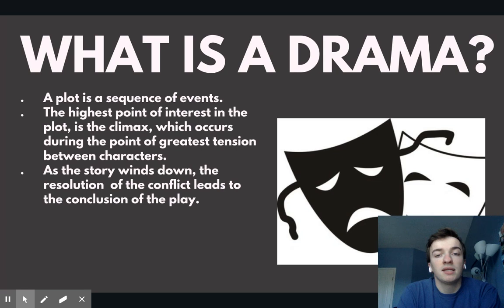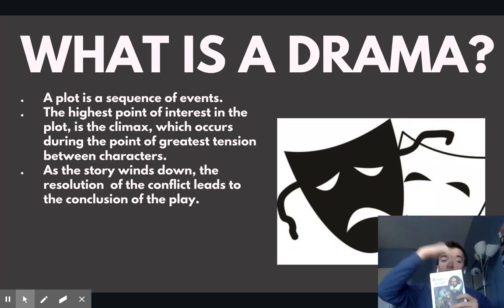Now, continuing your notes on what is a drama, a plot is a sequence of events. We've talked about plot before. I just want to make sure that you have that in your mind. The highest point of interest is the climax. We've also talked about that. And as the story winds down, the resolution of the conflict leads to the conclusion of the play. So just because it's a play doesn't mean that it doesn't fit into that wonderful plot diagram.